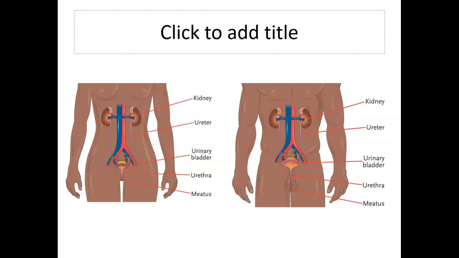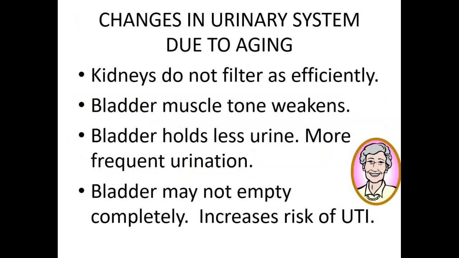than in a male. So I wanted to point that out, but you can also see they have other things listed on this diagram. So changes in the urinary system due to aging. We know as you age that the kidneys don't filter as efficiently, the bladder muscle tone tends to weaken, or the bladder holds less urine, which can be more frequent urination.